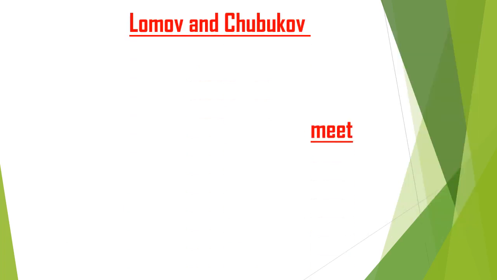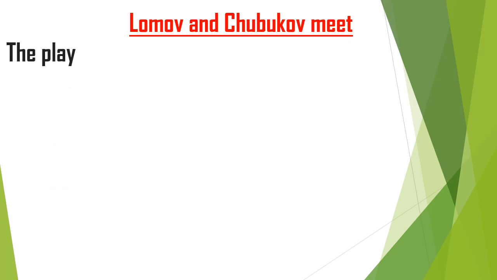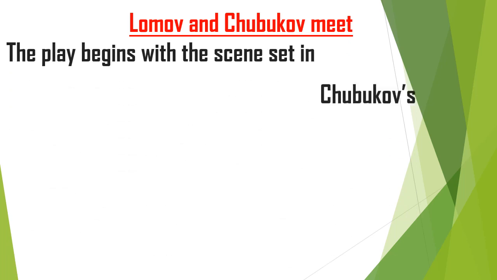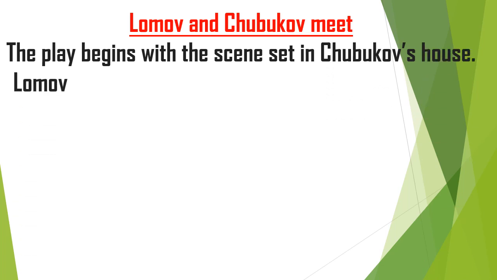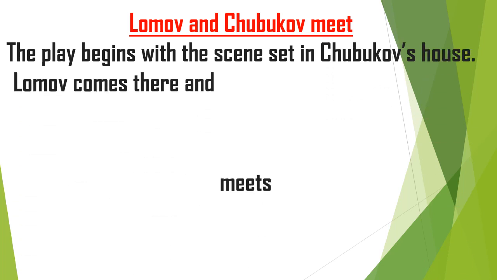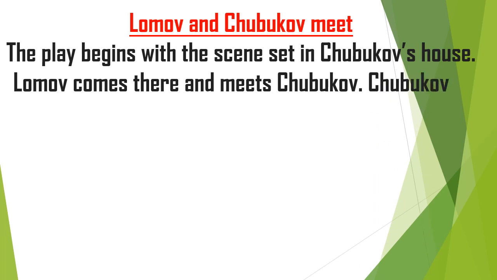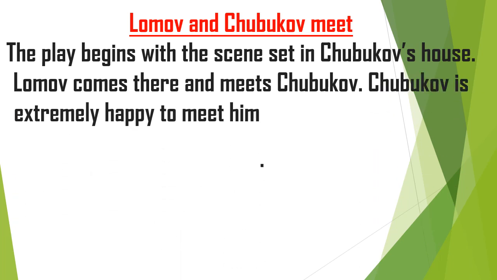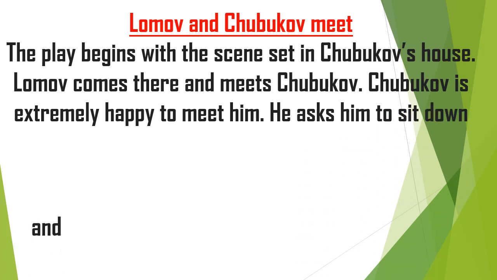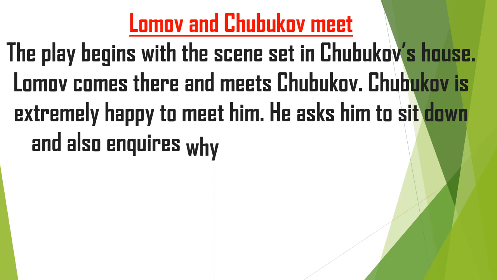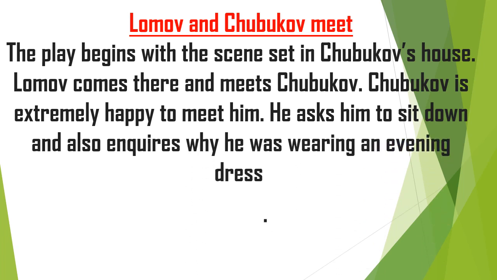Let us read the first heading. It is Lomov and Chubukov meet. So the play begins with the scene set in Chubukov's house. Lomov comes there and meets Chubukov. Chubukov is extremely happy to meet him. He asks him to sit down and also inquires why he was wearing an evening dress.